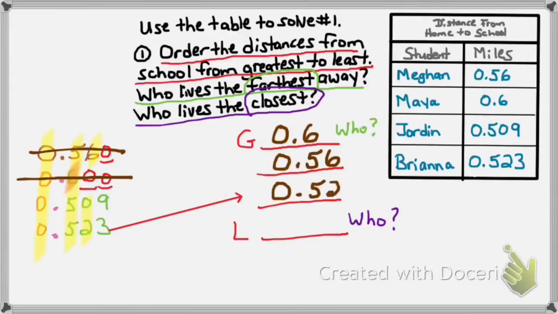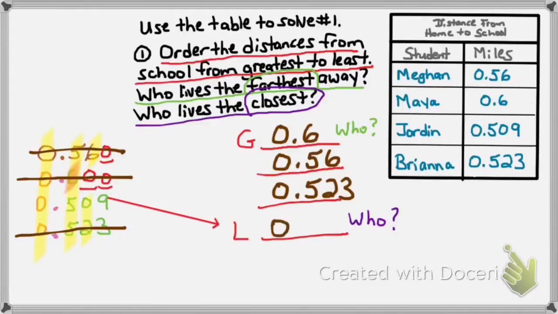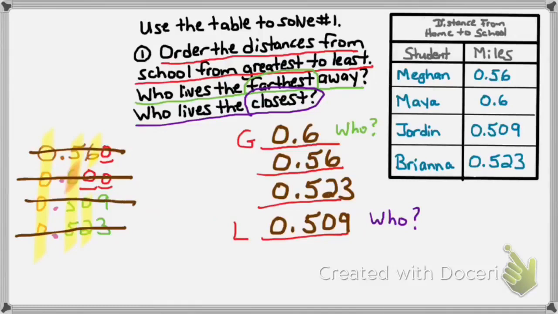0.523. I cross it out since I just used it, and I have one number left, which I will write on my last line. 0.509. I can cross that one out to see that I have answered the first part of the question. It said order the distances from school from greatest to least, and here I have them ordered. My next question, the green question, said who lives the farthest away?